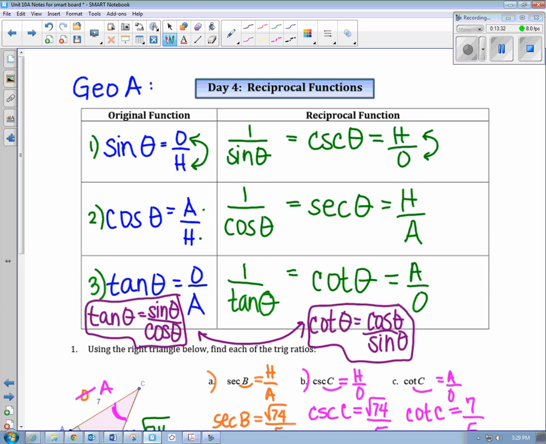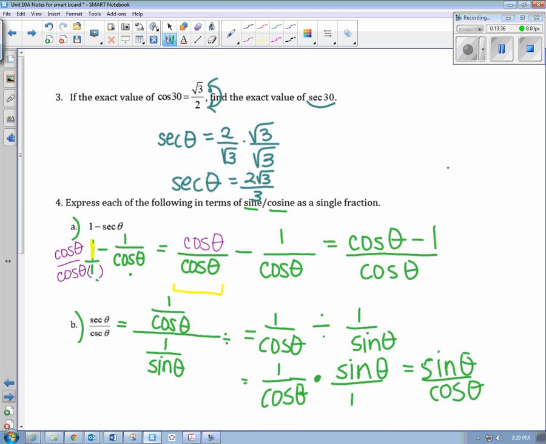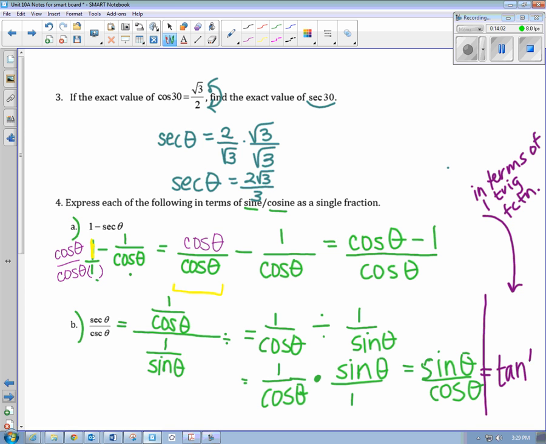So if I go back now to that last question that we were working on, in this last question, we can see that technically if they had said that we were only allowed in our directions to represent this in terms of one trig function, if that was what our directions were, then we would have to take this one step further and turn this into the tangent of theta. So they expect you to know that.